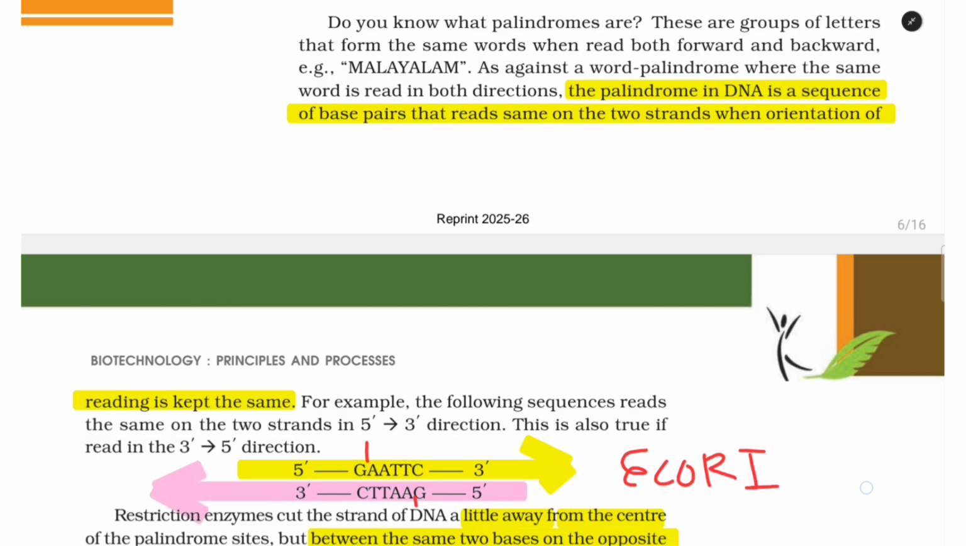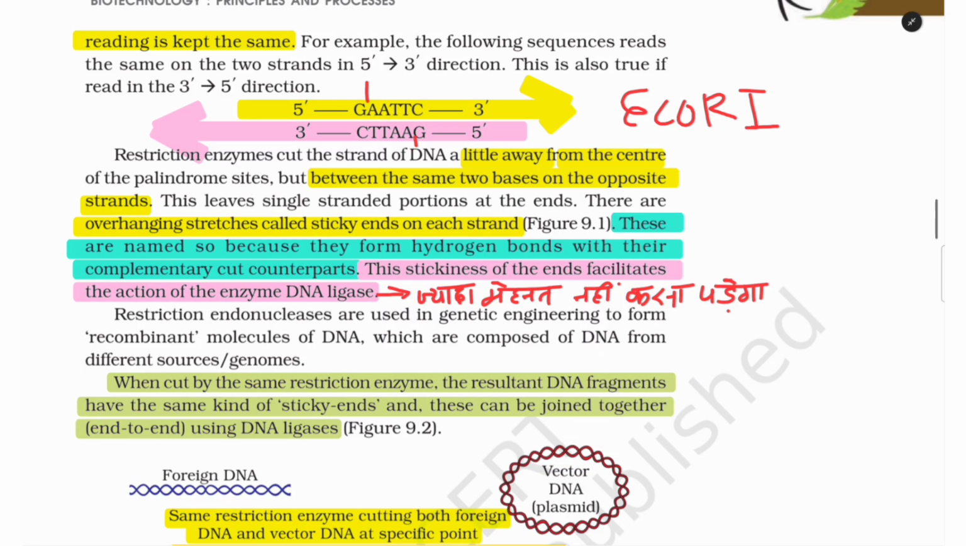As against a word palindrome, where the same word is read in both directions, the palindrome in DNA is a sequence of base pairs that reads same on the two strands when orientation of reading is kept the same. For example, the following sequences reads the same on the two strands in 5 to 3 direction. This is also true if read in the direction 3 to 5 direction.